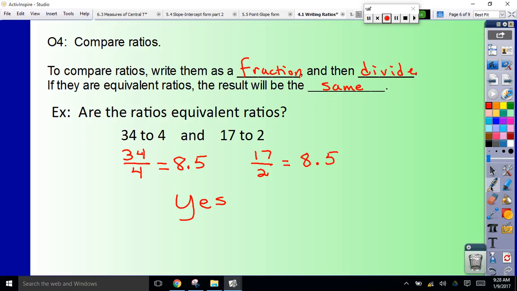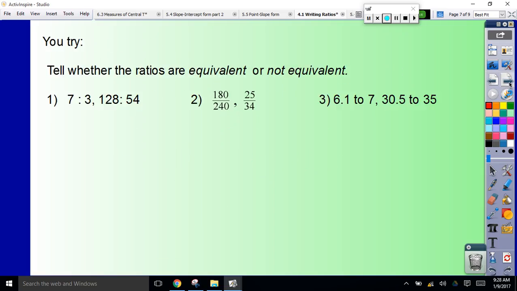Okay, the next slide has 3 problems for you to try. So I'm going to have you work on those. If you are watching the video at home, you should pause at this point. Try these by yourself. So you're dividing the top by the bottom. You may need to rewrite them as a fraction first.